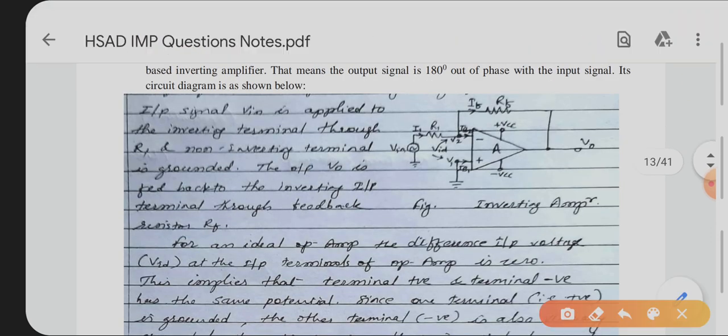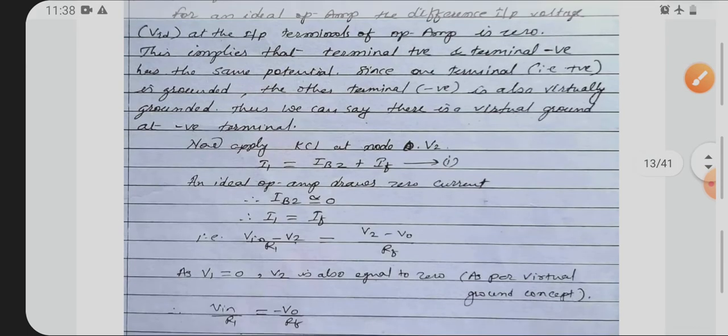Okay, so apply KCL at the node V2. KCL: summation of incoming currents equals summation of outgoing currents. There are three branches: I1 flowing through R1, IB2 flowing, that means the bias current, and IF flowing through RF. So what will be the equation? The equation will be I1 is equal to IB2 plus IF.